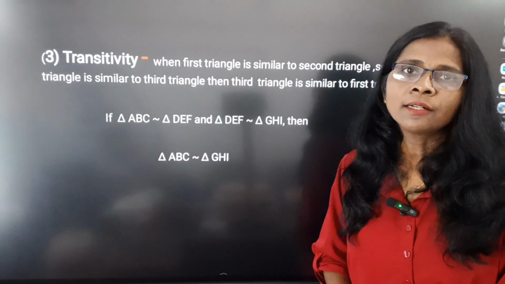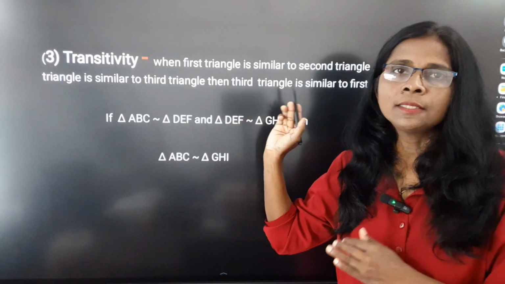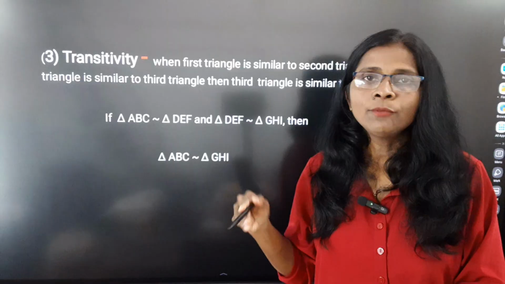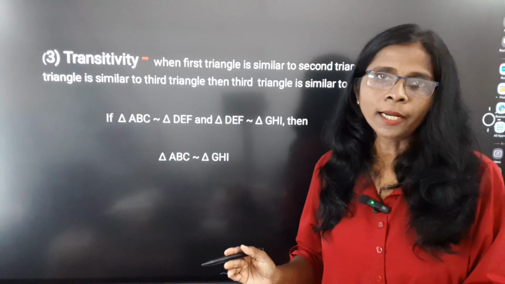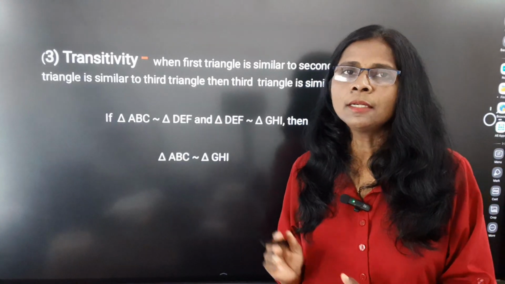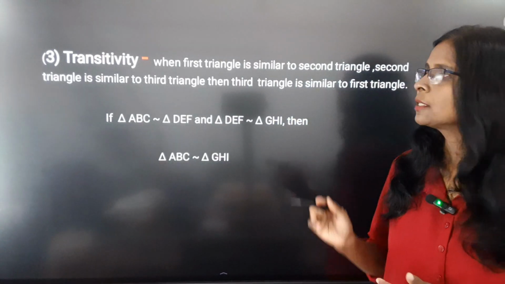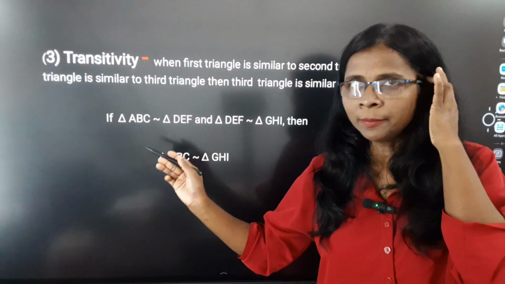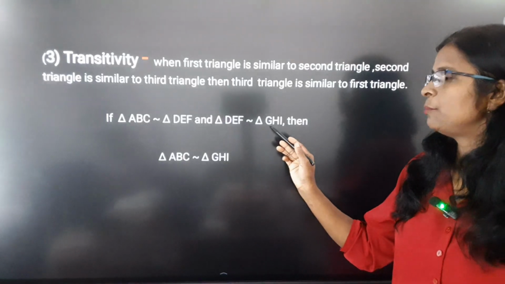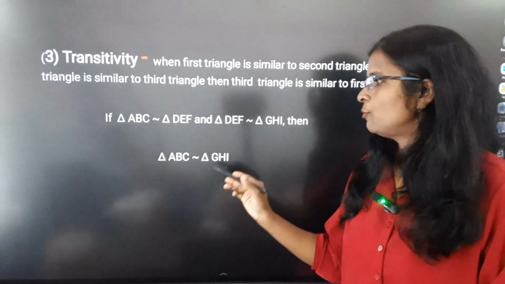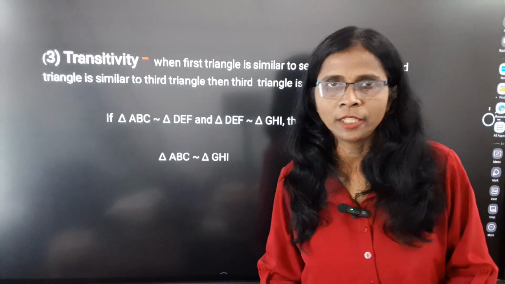When the first triangle is similar to the second triangle and the second triangle is similar to the third triangle, then we can say the first triangle is similar to the third triangle, students. So it is called the transitivity property. Now let us see an example of this property: triangle ABC is similar to triangle DEF, and triangle DEF is similar to triangle GHI, then we can say triangle ABC is similar to triangle GHI.